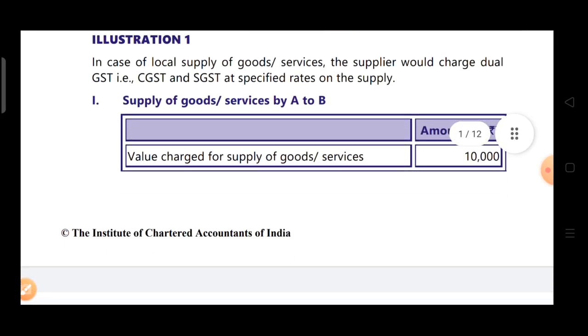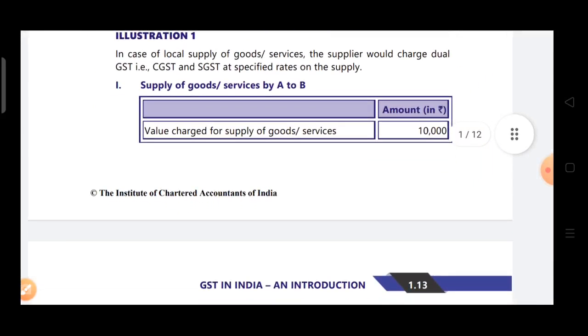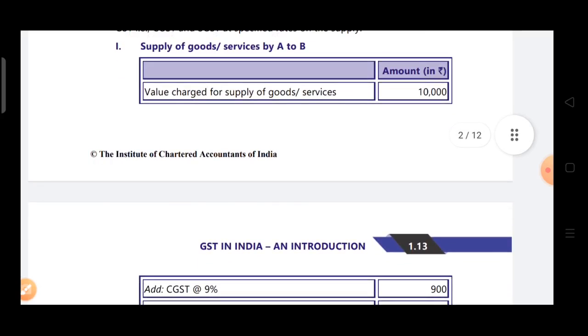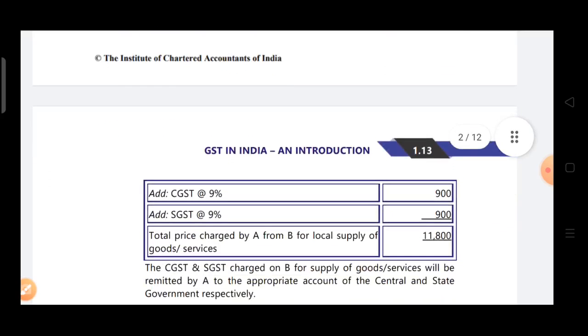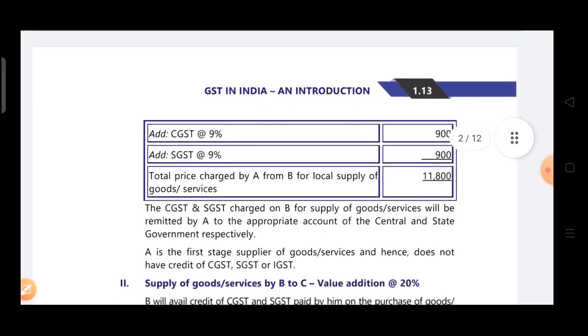So what is the scenario given in case 1? Supply of goods or services by A to B, means in this case the supplier is A and the recipient is B. Goods or services are supplied by Mr. A to Mr. B. The value charged for supply is 10,000. CGST at the rate 9% on 10,000 comes to 900. SGST at the rate 9% on 10,000 comes to 900. So the total price charged by A from B for local supply of goods or services comes to 11,800.